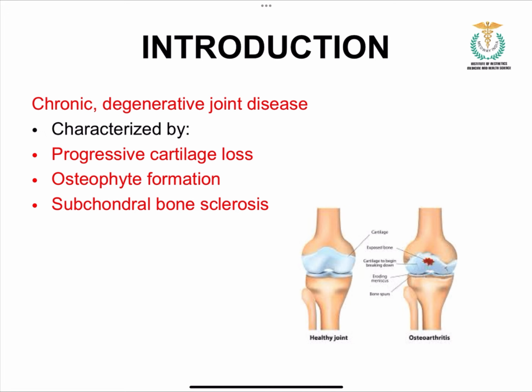It can affect any of the joints, but most commonly develops in the hands, knees, hip, and neck, the cervical spine, and the lumbar spine, the lower back region. So these are the common areas where osteoarthritis can develop.